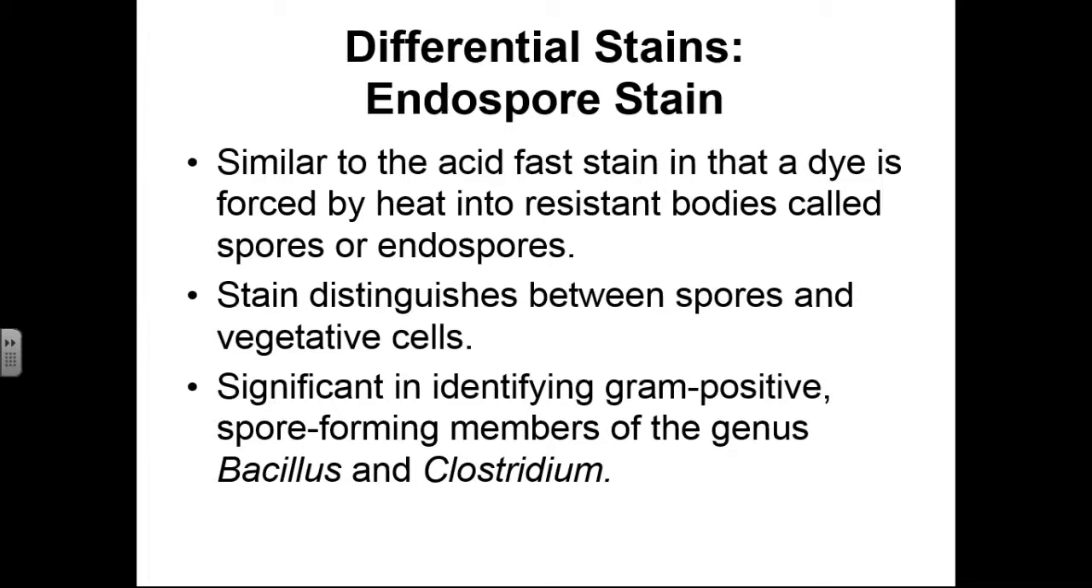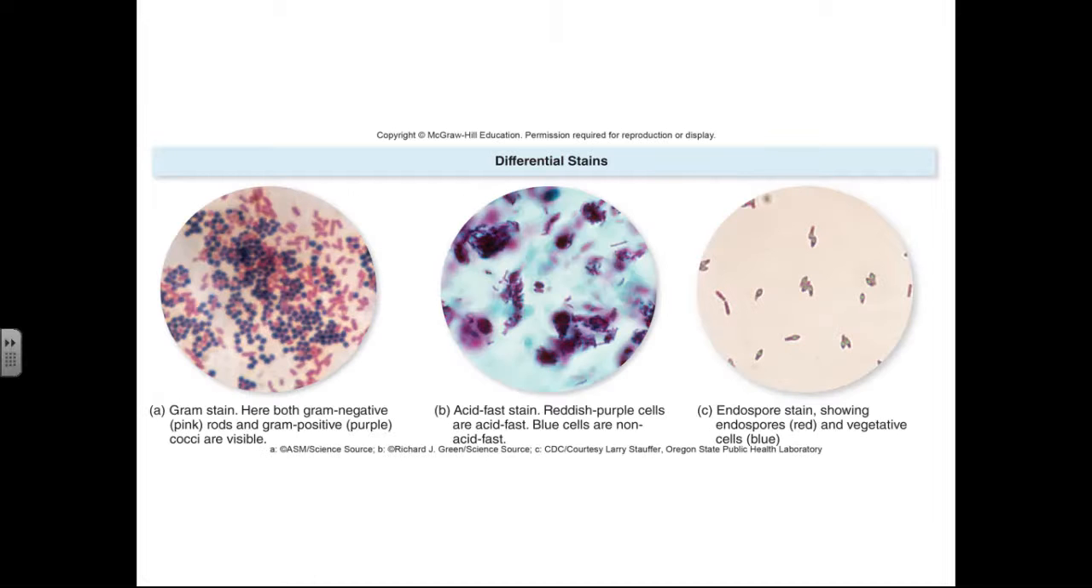This endospore stain will differentiate between a really old bacterial cell that has a spore on the inside, or a cell that's rapidly reproducing, a vegetative cell. Most of our endospore staining is going to be done to identify endospore forming bacteria, the Bacillus and Clostridium genera of bacteria.